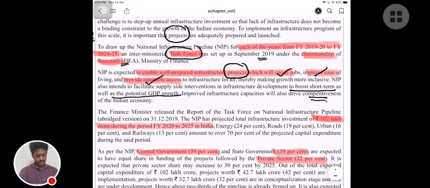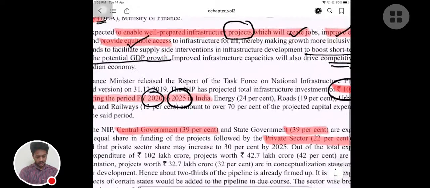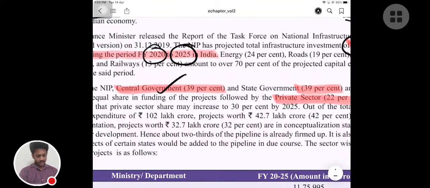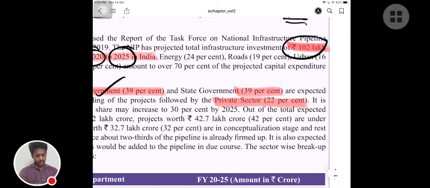And the finance minister, Nirmala Sitharaman, in the report of the task force, said it has projected total infrastructure investment of 102 lakh crore during the financial period between 2020 and 2025 in India. Out of that, 39% will come from the government of India, another 39% from the state governments collectively, so 39 plus 39, 78, and the rest, 22%, will come from the private sector. On paper it is good, but how this is going to happen, that is what we will have to wait and see.